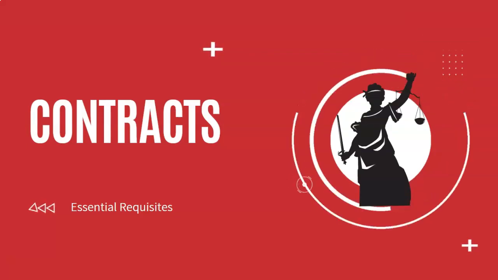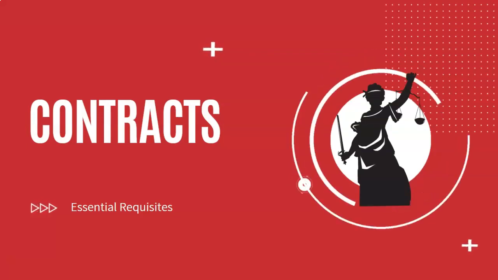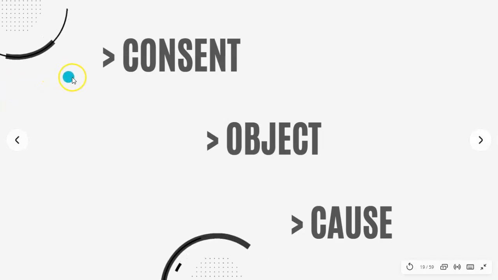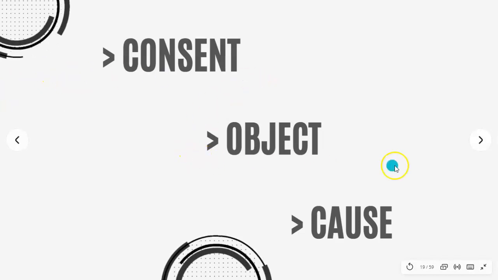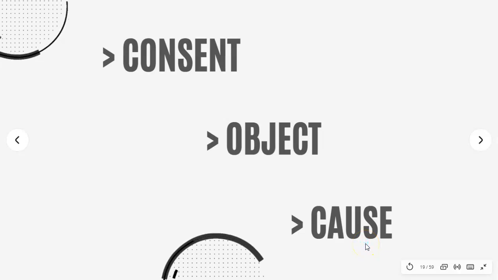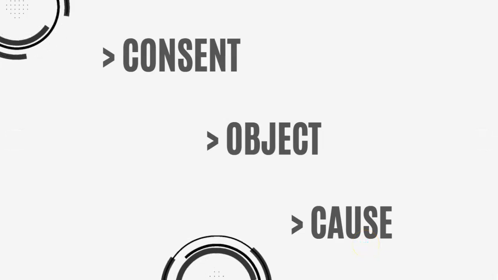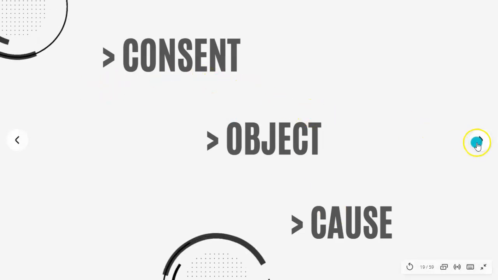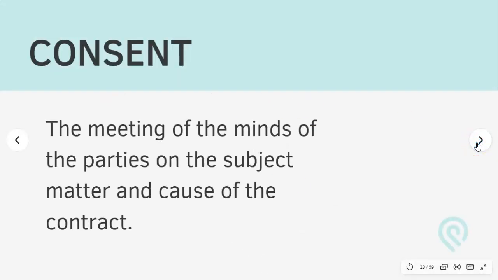So what are these essential requisites? We have consent, object, and cause. And let us discuss each of these requisites. To start, we have consent.